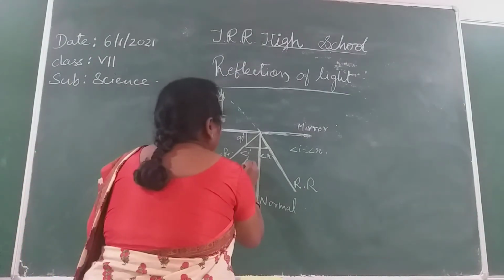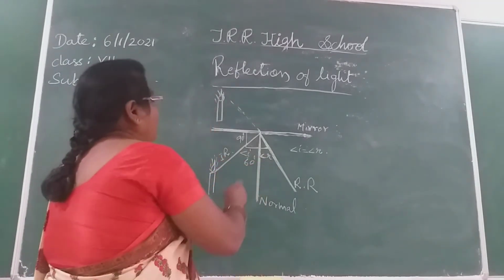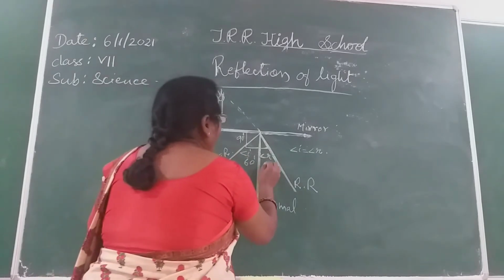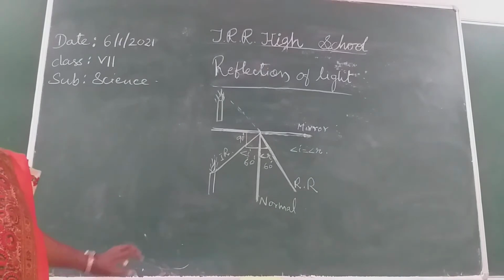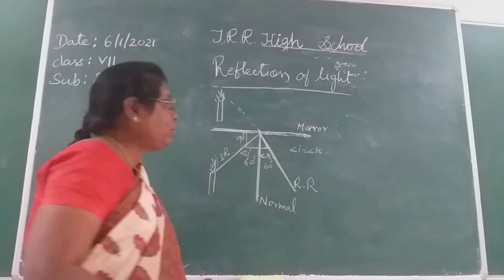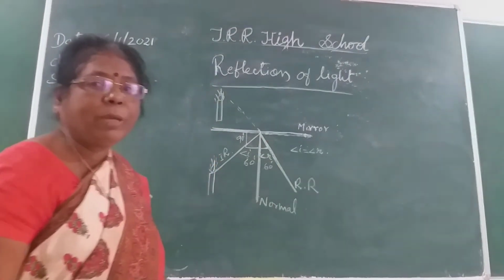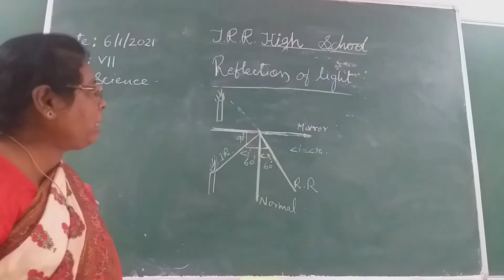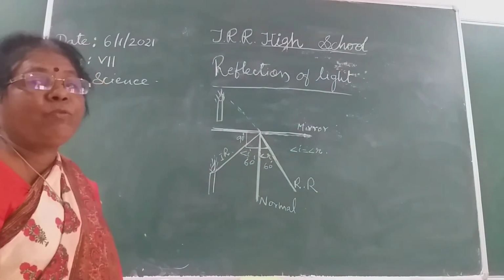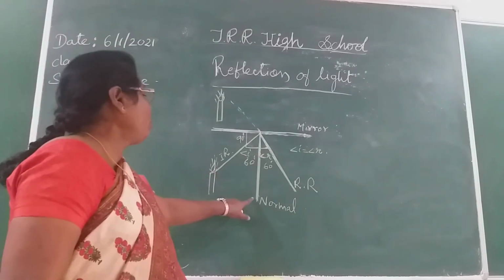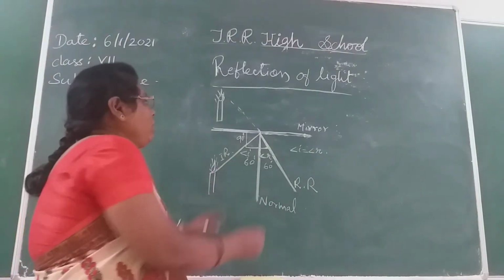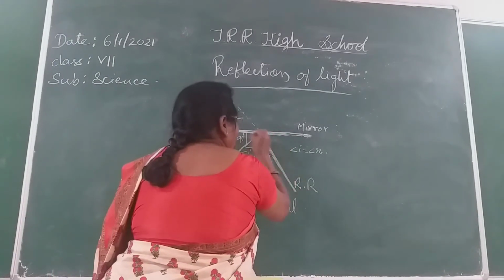For example, here a 60-degree angle is there for the angle of incidence. So the angle of reflection also will be 60 degrees only. If the angle of incidence is 0 degrees, the angle of reflection also will be 0 degrees. This is the law. And the incident ray, normal, and reflected ray lie on the same plane.